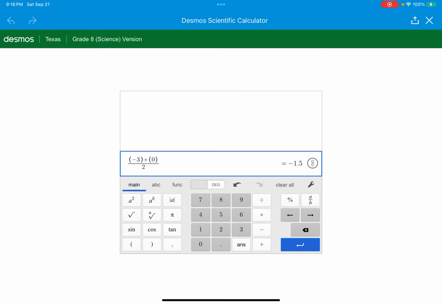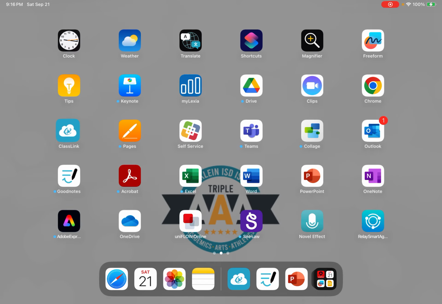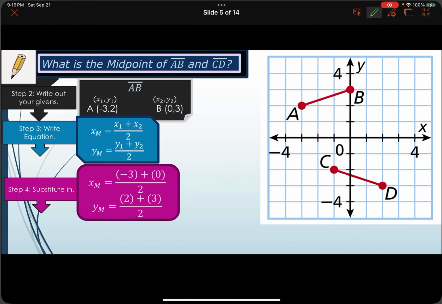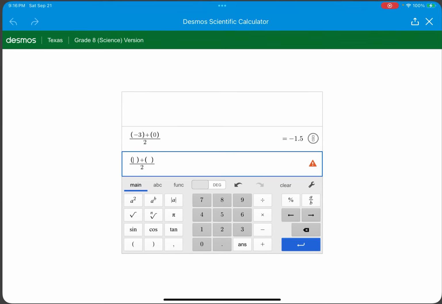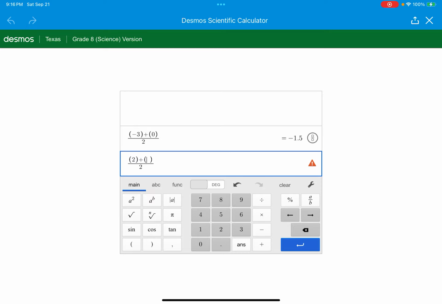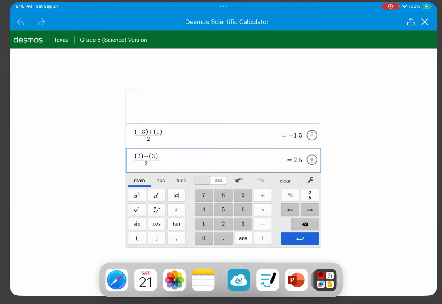Again, I can come in here and do the exact same thing. Make it the fraction, set it up, add the 2, set up my template. Then I can come in and plug it back in. 2 and 3. So we get 2.5.